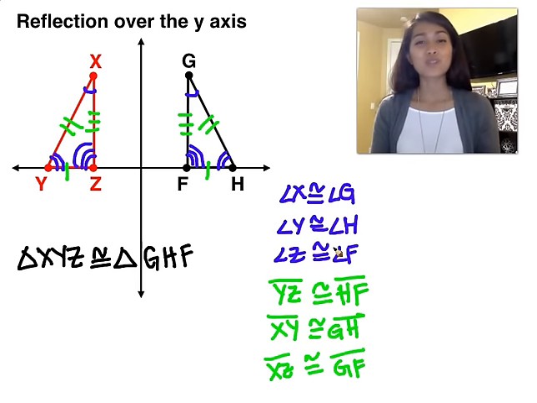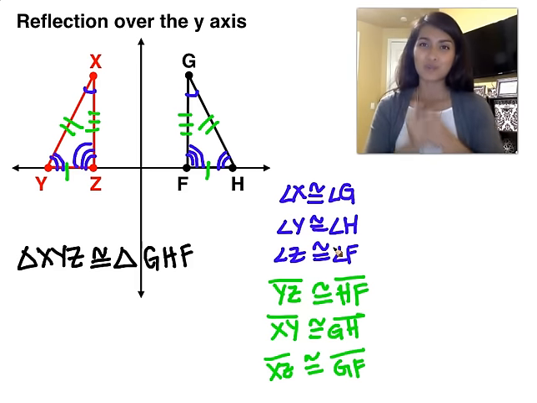So now what I'm going to do is go ahead and give you another example. And this time, we're just going to use a congruent statement to figure out which corresponding angles are congruent and which corresponding sides are congruent. So let's give it a shot.